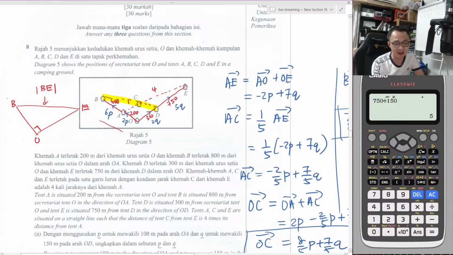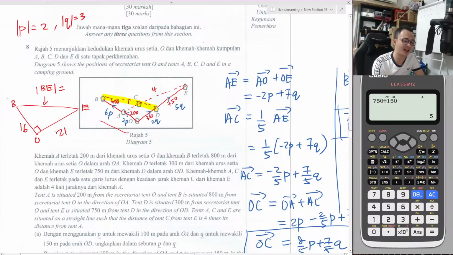So here is 8P, right? Since P equals 2 units, here is 8 times 2. Here is 16. So this length over here will be 16. Then this one will be 7Q. Since the length of Q is 3, this one will be 7 times 3, which is 21. So the length O to E is 21.